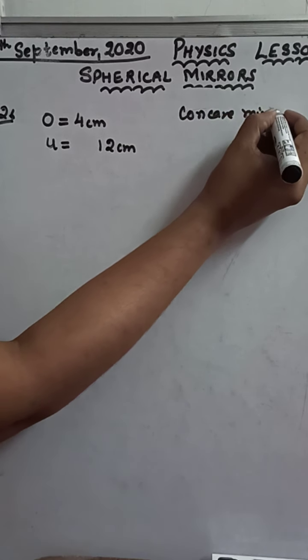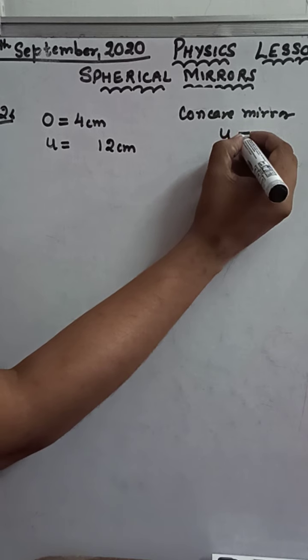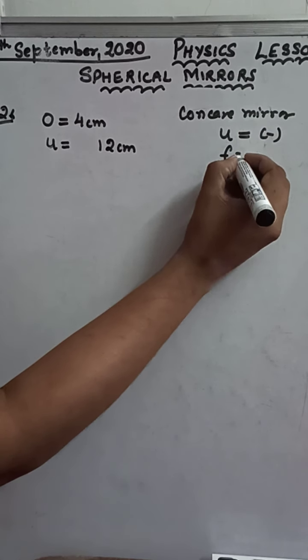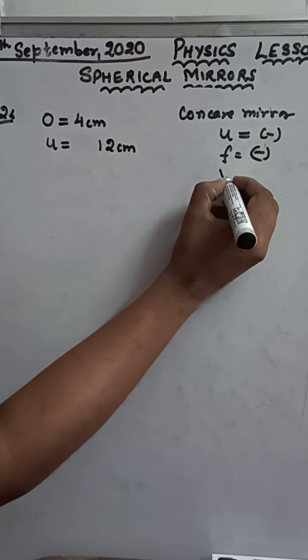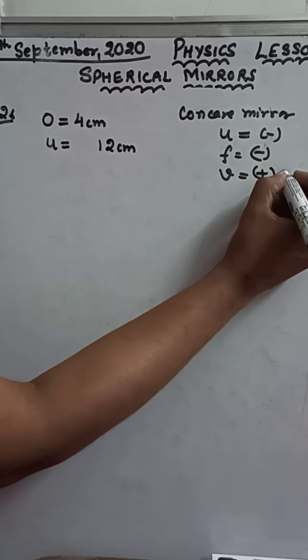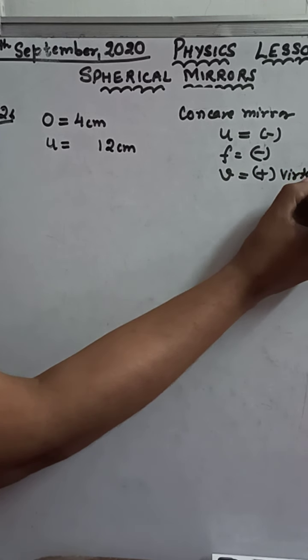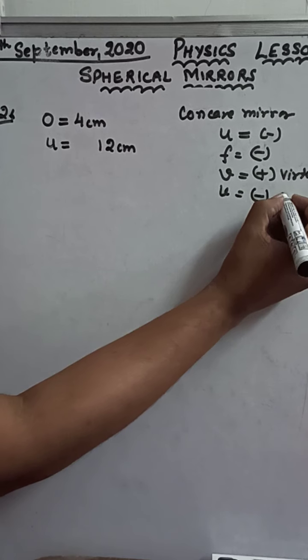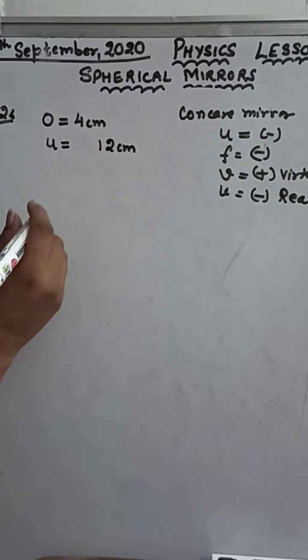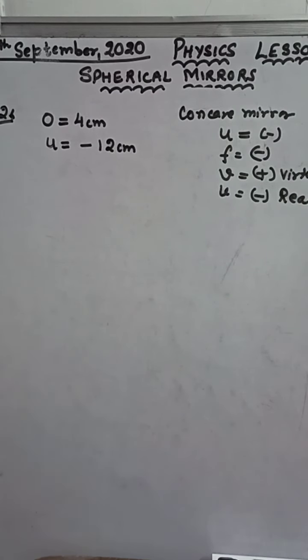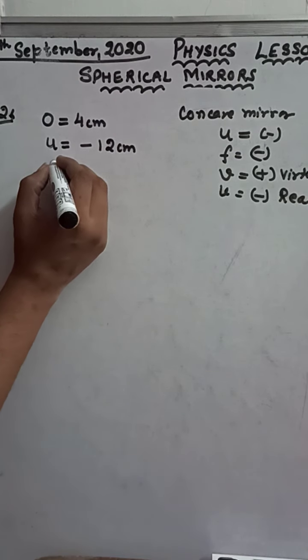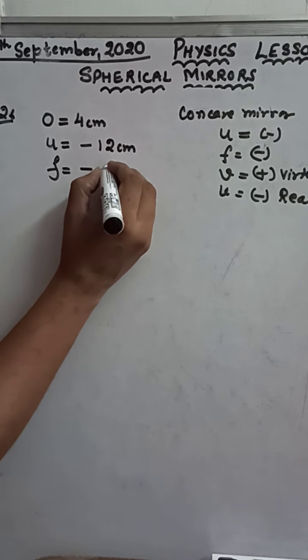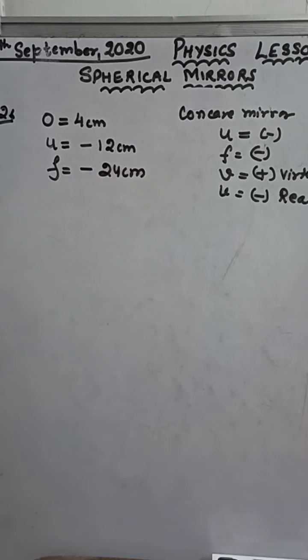So let us see the sign. Object distance will be negative. Focal length will also be negative. Image distance will be positive for virtual and negative for the real. So this will be minus 12 centimeter. Of focal length 24 centimeter. So you will write down minus 24 centimeter.